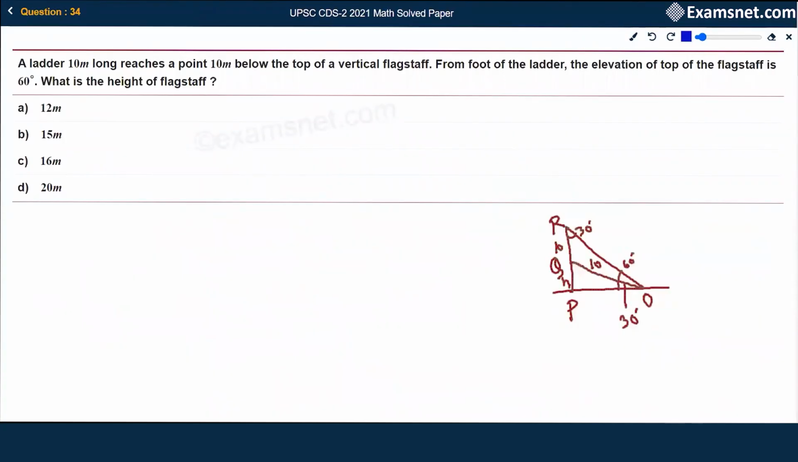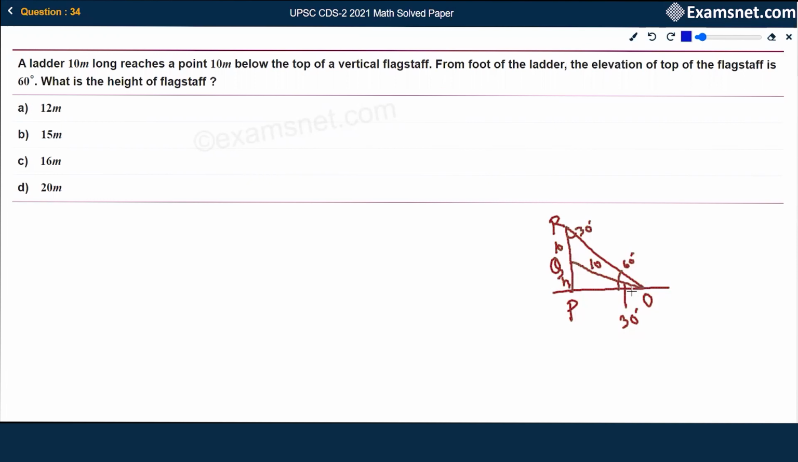In question number 34, it is given that a ladder 10 meter long reaches a point 10 meter below the top of a vertical flagstaff. From the foot of the ladder, the elevation of the top of the flagstaff is 60 degrees. Then what is the height of the flagstaff?